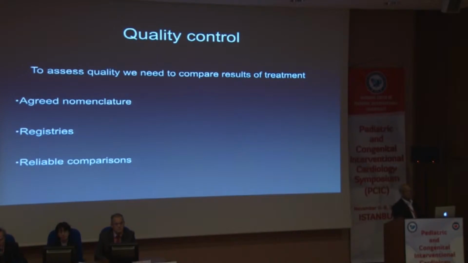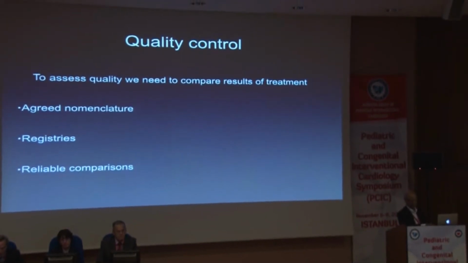Now, in order to assess quality, we need to have the ability to compare the results of any treatment that we carry out on congenital heart disease. And in order to assess those results and compare those results, we need to have an agreed nomenclature. Registries will be needed, and then whatever comparisons are made need to be valid and reliable.